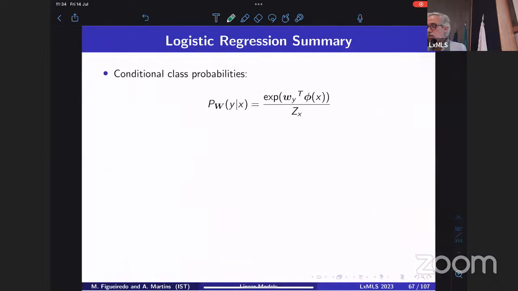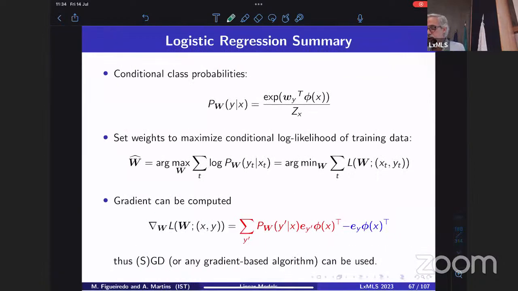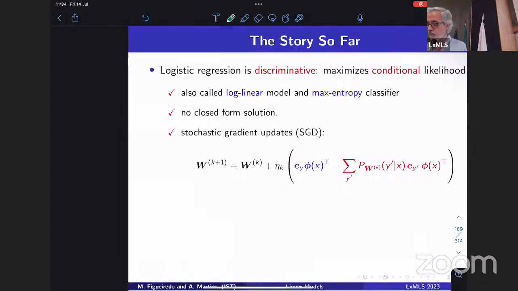So in summary, we know how to compute the probability of each class given the object X. We maximize the probability of the actual observed labels with respect to the weights of the classifier. And we know how to compute the gradient. We saw it in the previous slide. So now we can just do gradient descent, or stochastic gradient descent, or mini batch gradient descent, or whatever. We have all the tools that we need. The key thing is that we know how to compute the gradient. So this is always the question: is it differentiable? Can I compute the gradient?